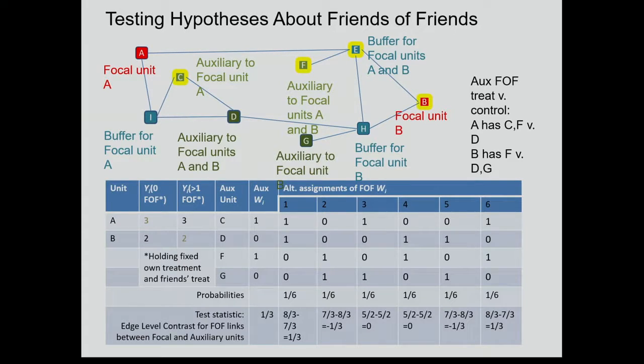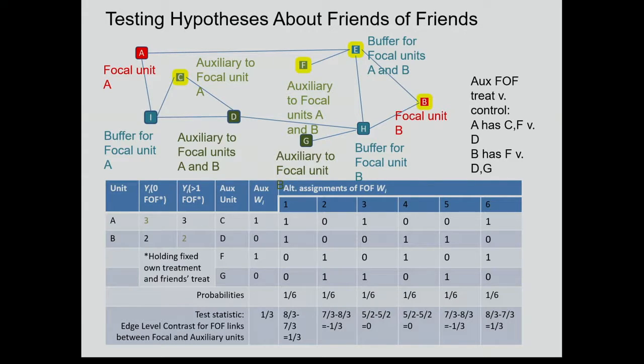Then in this network, I'm going to say, if I want to test whether friends of friends matter, but I want to allow that you being treated matters, and I want to allow that your friend being treated matters. What I'm going to do is take this guy and this guy, those are my focal units, the ones I study. Then I'm going to define what I call buffer units, and that's all the direct friends of the focal units. And I'm going to hold their outcomes fixed.